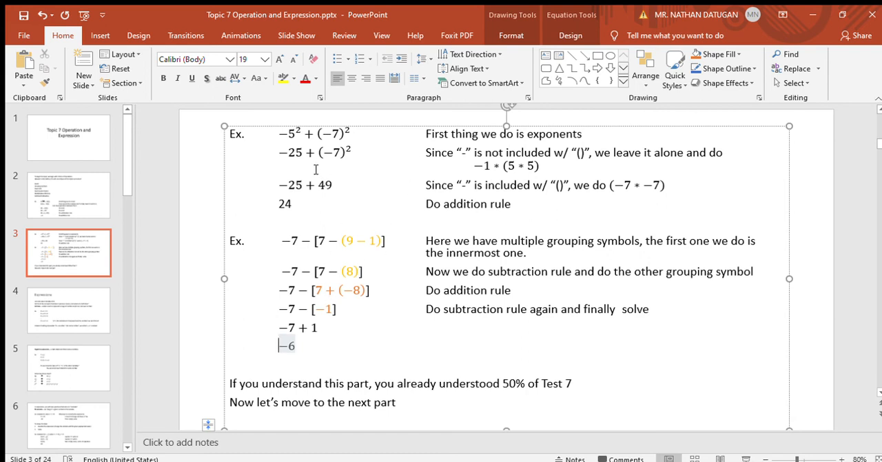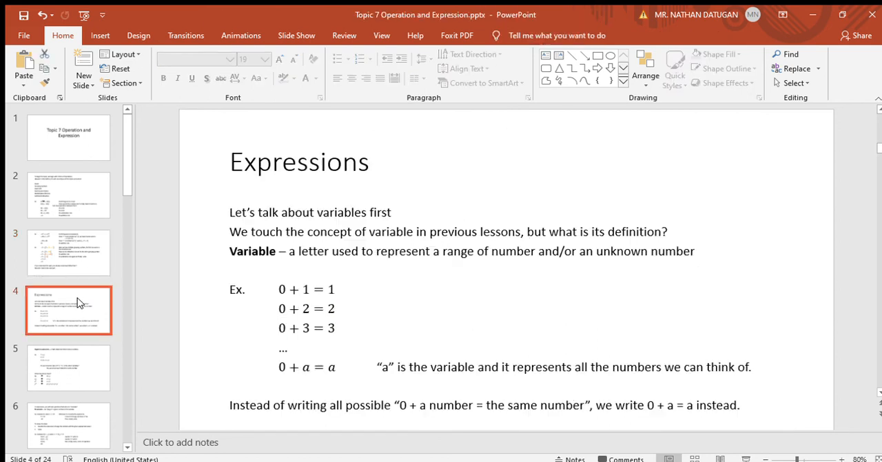Now if you're pretty good with this one, you'll probably get 50% of your test 7 correct. So now let's move on to the real topic of topic 7, expression. Before we talk about expression, let's talk about some key terms that will come up in this lesson and probably in the next lesson, equation, topic 8. Now let's talk about variables. What are variables? A variable is basically a letter used to represent a rational number and or an unknown number.